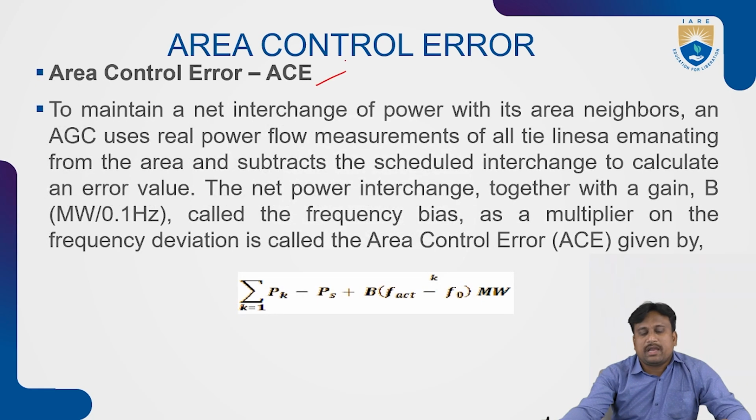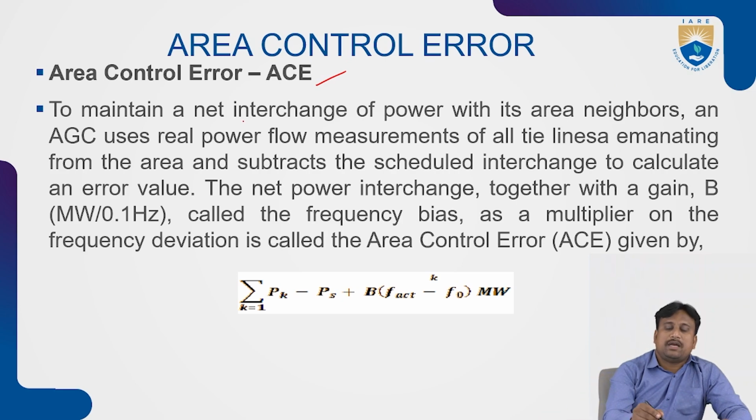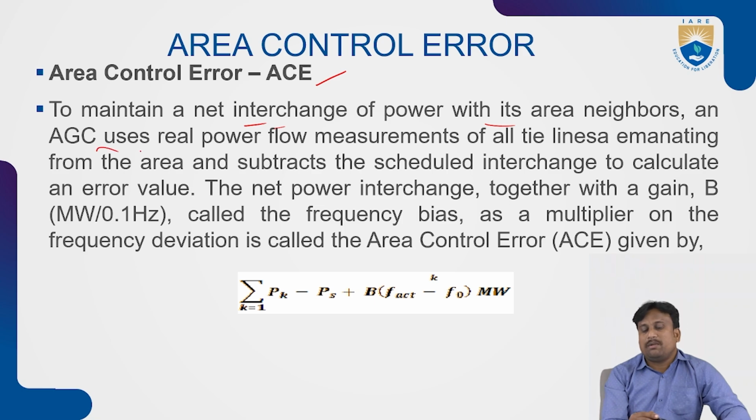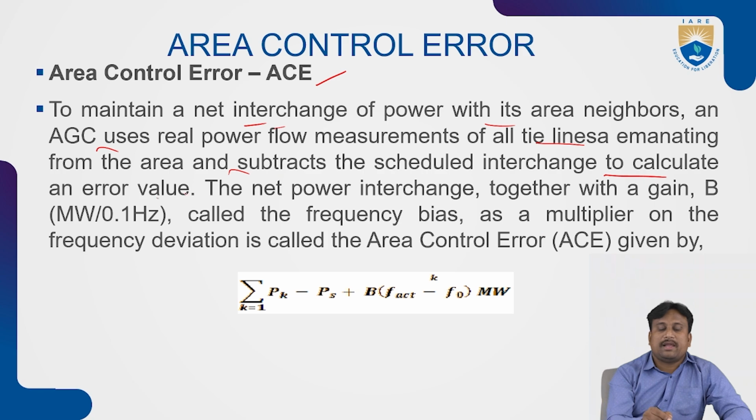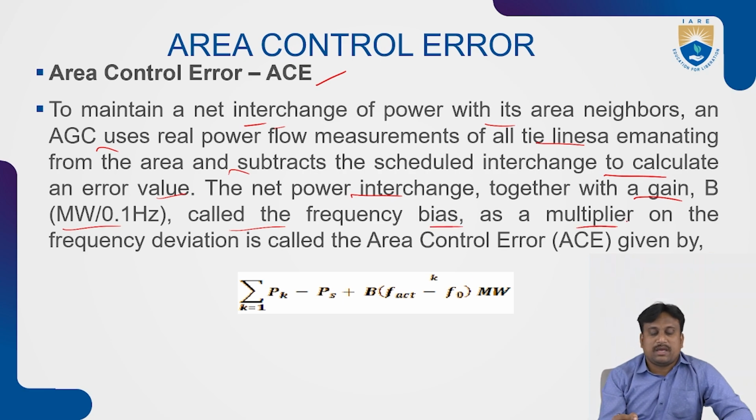Coming to the concept of area control error, that is ACE, here it is to maintain the net interchange of power with its area neighbors. An AGC can use real power flow measurements of all the tie lines emanating from the particular area and subtract the scheduled interchange. That is used to calculate the error value of the net power interchange, together with a gain in megawatts per 0.1 hertz. This is known as the frequency biasing condition, due to which it is easy to optimize the load frequency control, as a multiplier on the frequency deviation. This is also known as area control error.